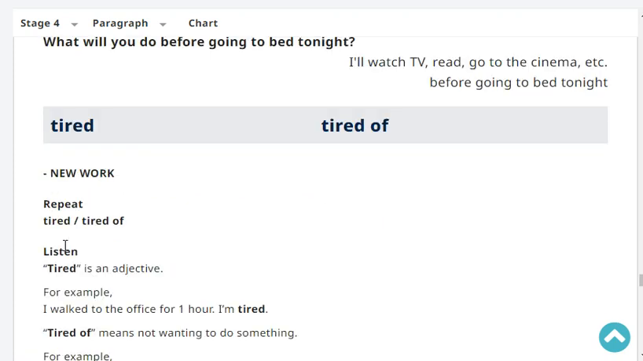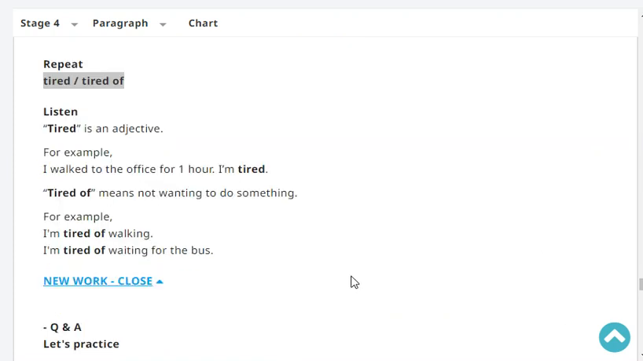Tired. Tired of. Very good. Okay, listen. Tired is an adjective. For example, I walked to the office for an hour. I am tired. Tired of means not wanting to do something anymore. For example, I'm tired of walking. You don't want to walk anymore. I'm tired of waiting for the bus, so you don't want to wait for the bus anymore.